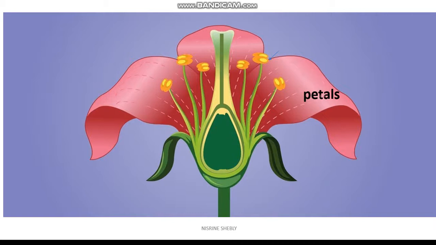Petals may be brightly colored to attract insects. Sepals protect the unopened flower. Stamens. Stamens are the male parts of the flower, or the male organs of the flower. Stigma and ovary are the female organs of the flower.